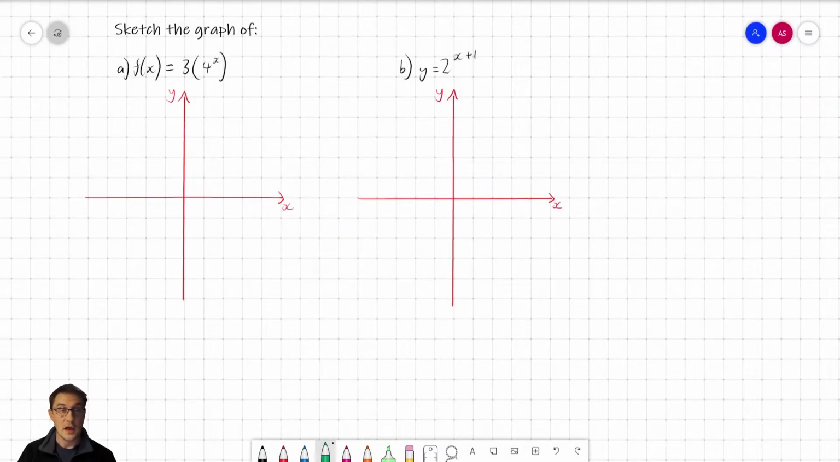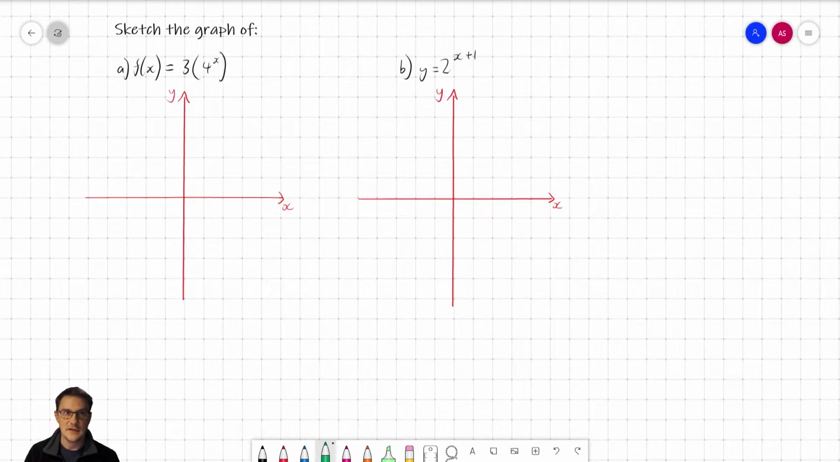Hey, amazing people. We've got some exponential functions here which we want to graph. So the first of these is f(x) = 3(4^x). Now, when we're graphing one like this, it's going to cause a few changes to take effect.